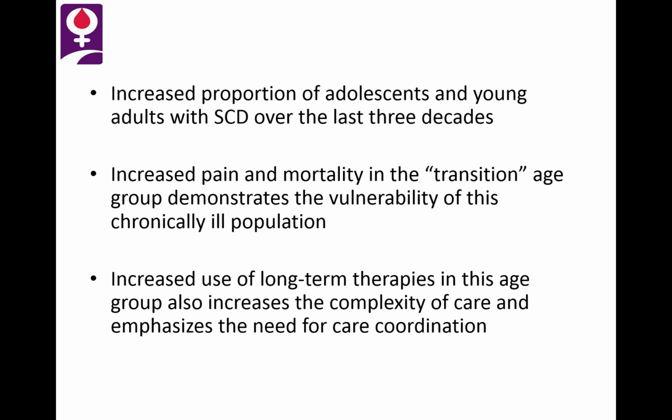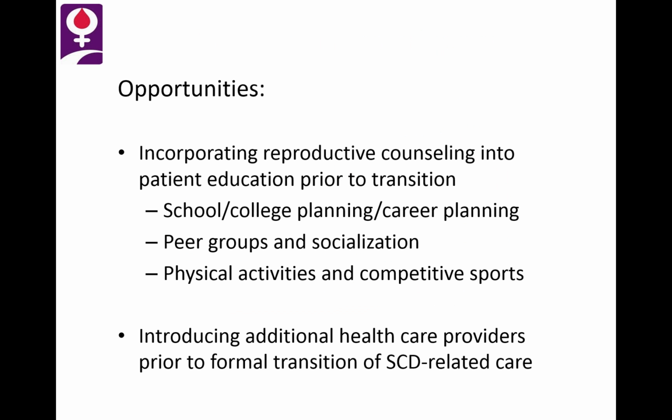We have developed resources in the pediatric population, primarily through comprehensive sickle cell centers that allow access to social work, nursing care, and multidisciplinary teams to address many of the health care needs of individuals with sickle cell disease. But we haven't duplicated these resources in the adult care world. And we also know that there's increased pain and mortality in this transition age group, which further makes this a vulnerable population. And of course, the use of the long-term therapies in this age group with hydroxyurea and chronic transfusion also increases the complexity of care and the need for care coordination in this group of young adults or adolescents.